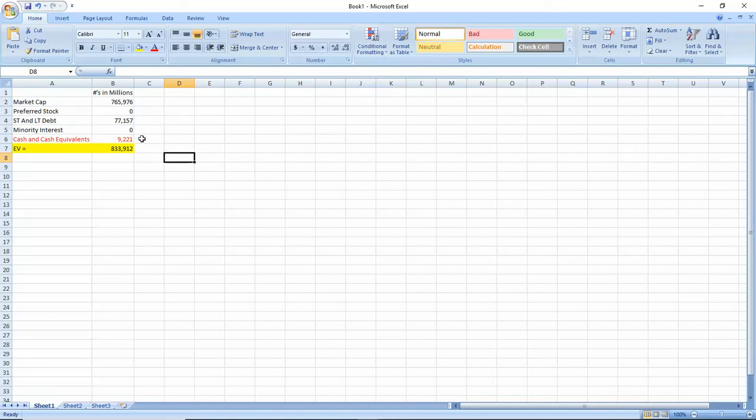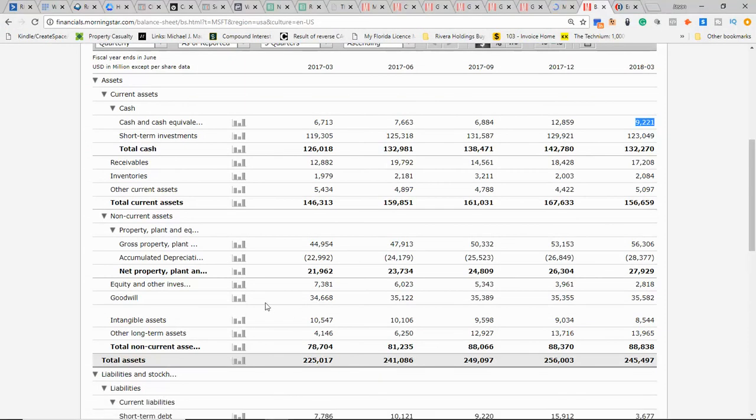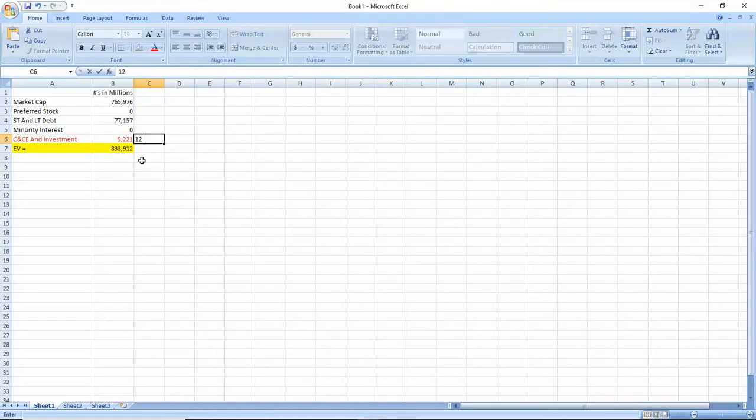So that's literally it. That's all you do with the EV calculation. So if you were to include cash and CE, and investments in here, this number would go to, there's no long-term investments, so 123,049.